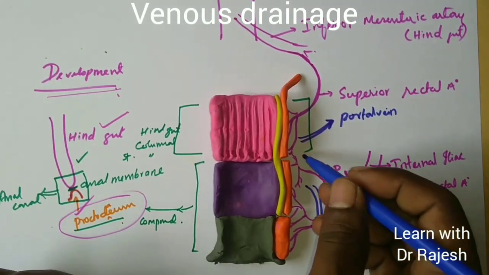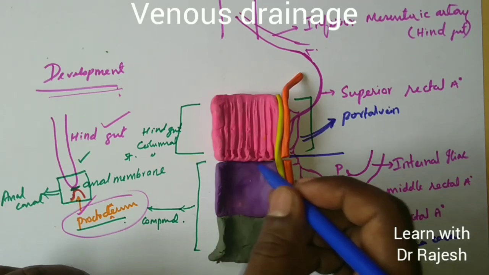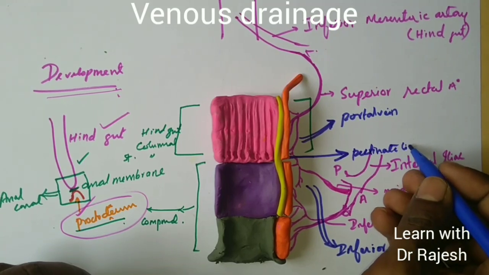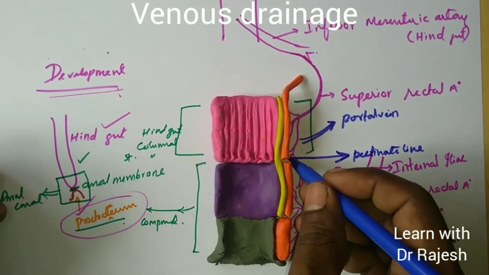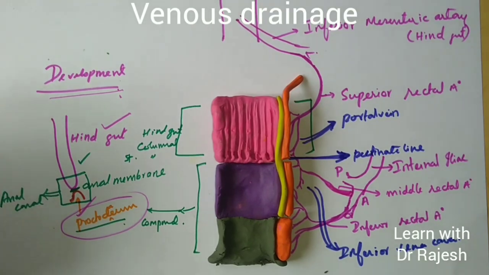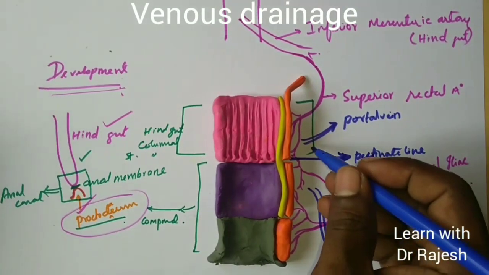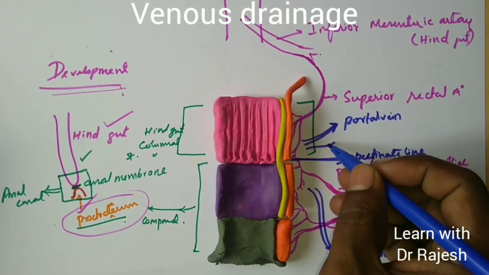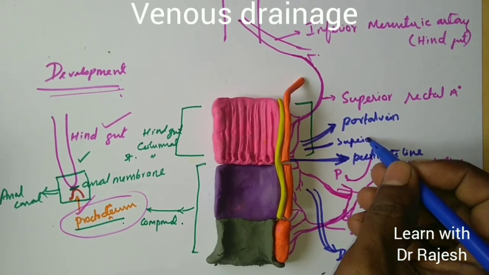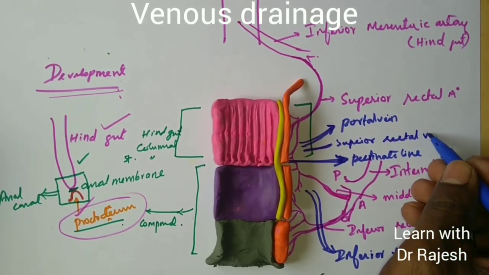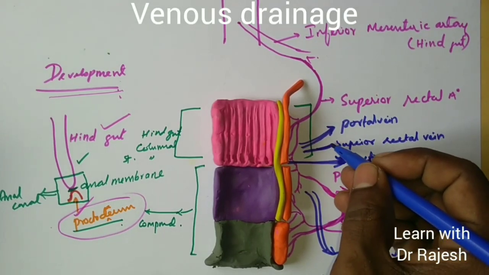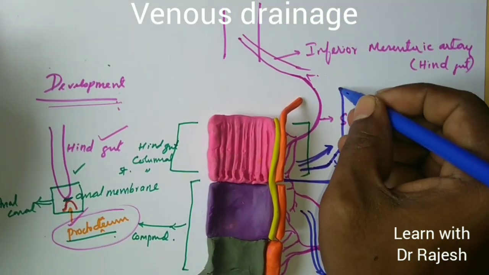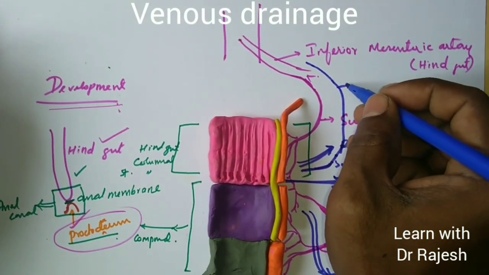The areas above the pectinate line drain into the portal vein, and the area below the pectinate line drains into the inferior vena cava. How does this reach the portal vein? Initially the venous plexus drains into the superior rectal vein. From the superior rectal vein it goes to the inferior mesenteric vein, following the artery.